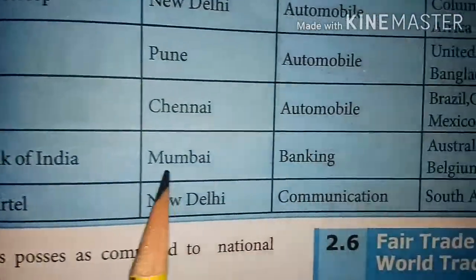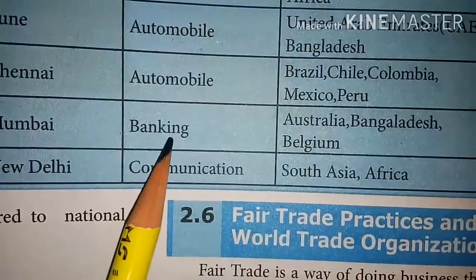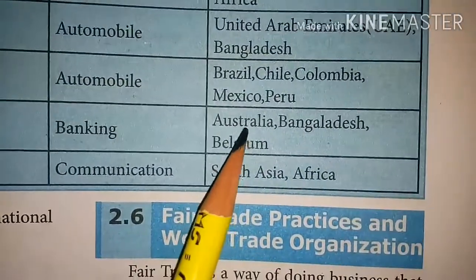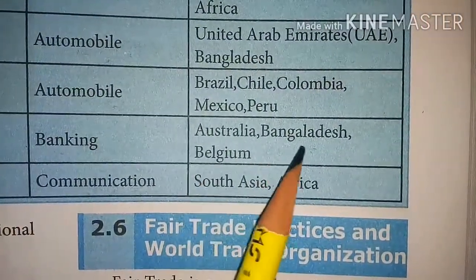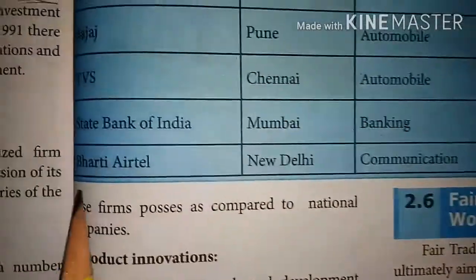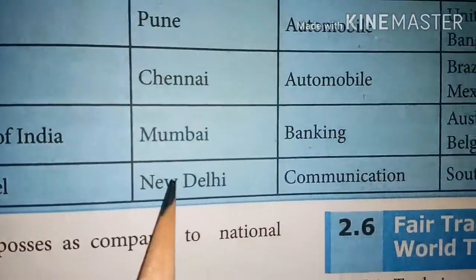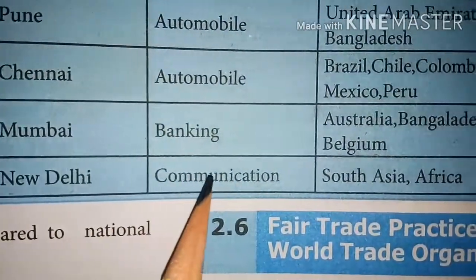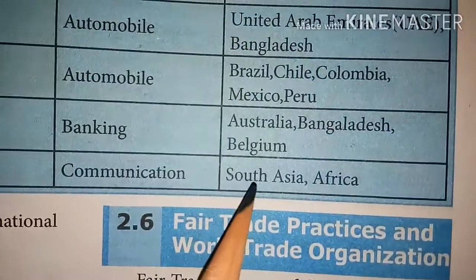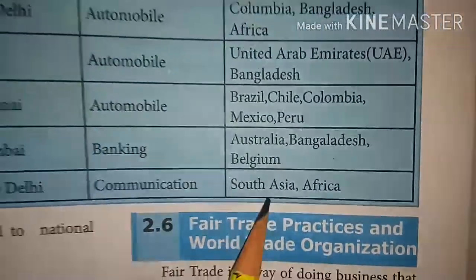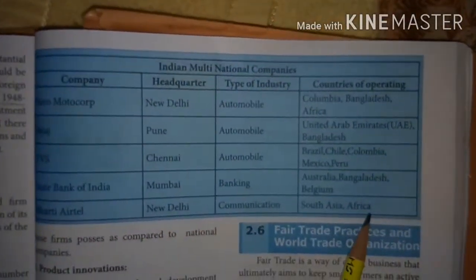Mexico and Peru. State Bank of India, headquarters Mumbai and type of industry banking. Countries of operation: Australia, Bangladesh, Belgium. Then Bharti Airtel, headquarters New Delhi, type of industry communication. Then countries of operation: South Asia and Africa.